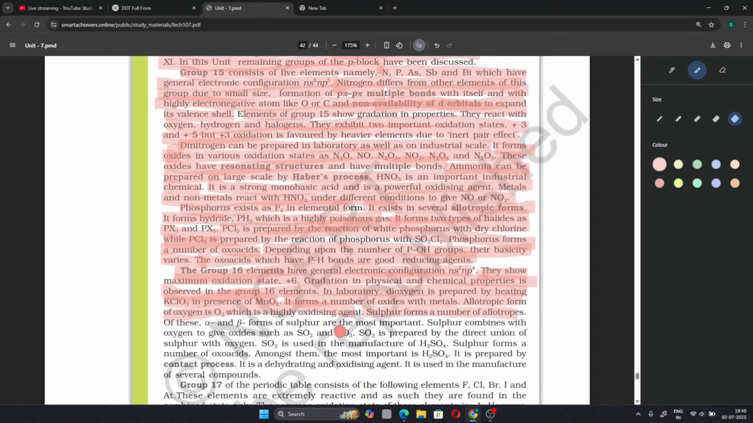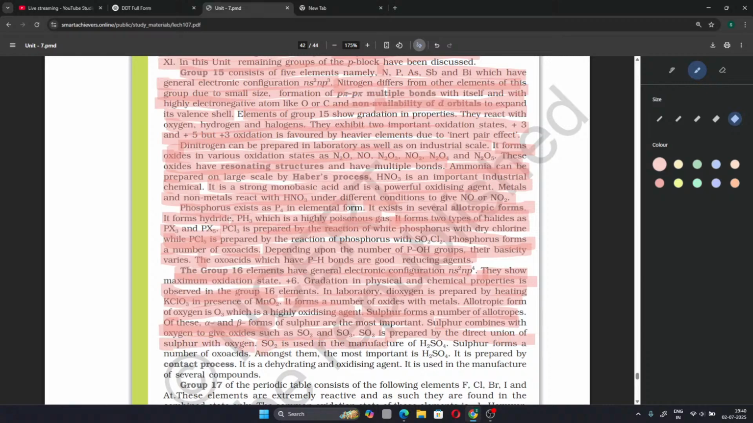Sulfur forms a number of allotropes. Of these, the alpha and beta forms, which are yellow rhombic sulfur and monoclinic sulfur, are the most important. Sulfur combines with oxygen to give oxides, such as sulfur dioxide and sulfur trioxide. Sulfur dioxide is prepared by the direct union of sulfur and oxygen.